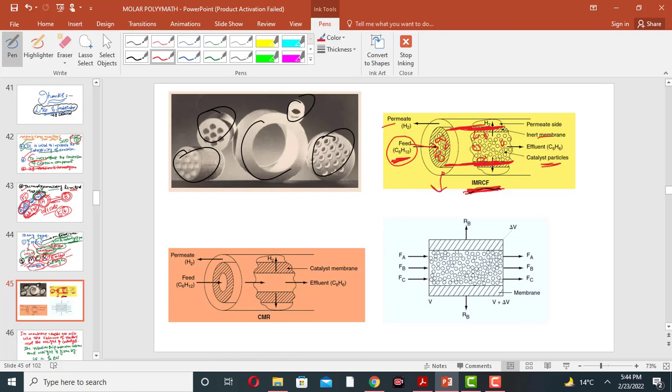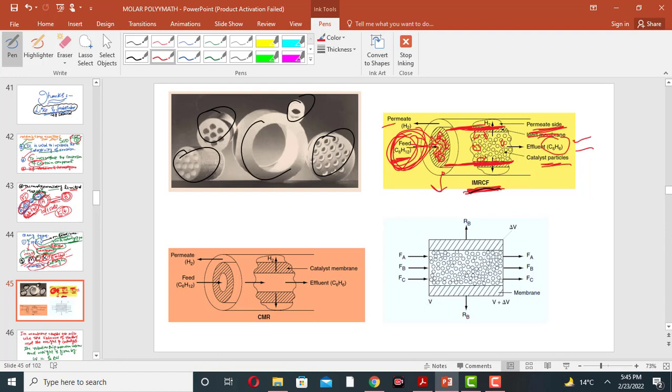Inert membrane reactor with catalyst particle. This is the catalyst particle, and it is on the feed side. So this is the feed, this is our reactant, and this is our product. The product is benzene. This is the inert membrane, and this is the permeate side. So for example, hexane is converted into benzene and hydrogen.